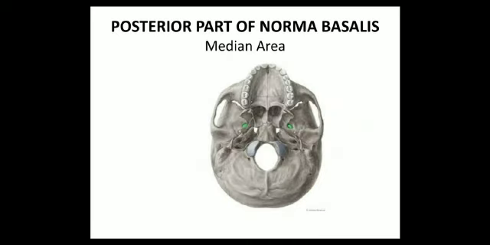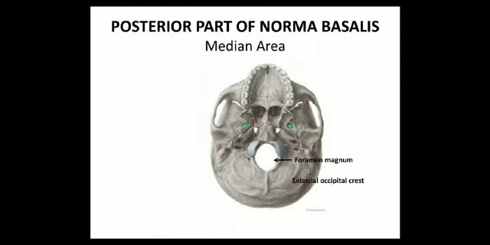So, now the posterior part of the norma basalis. Here also we can study under median area and lateral area. In the median area it shows the foramen magnum. It is the largest foramen of the skull. It opens upwards into the posterior cranial fossa and downwards into the vertebral canal. It is oval in shape, broader posteriorly and narrow anteriorly.